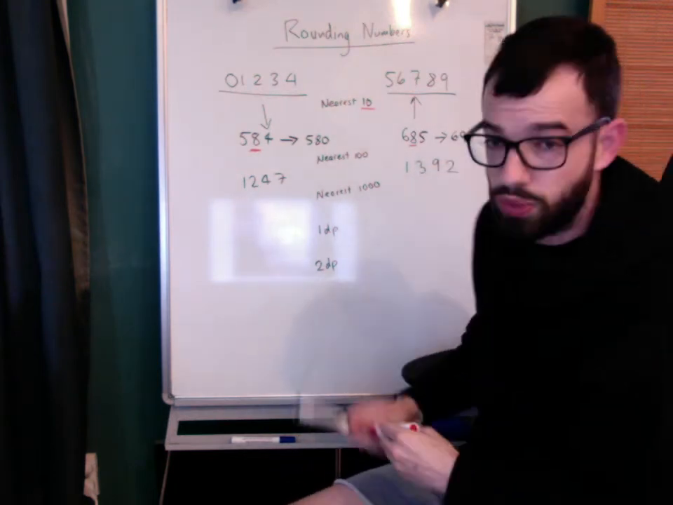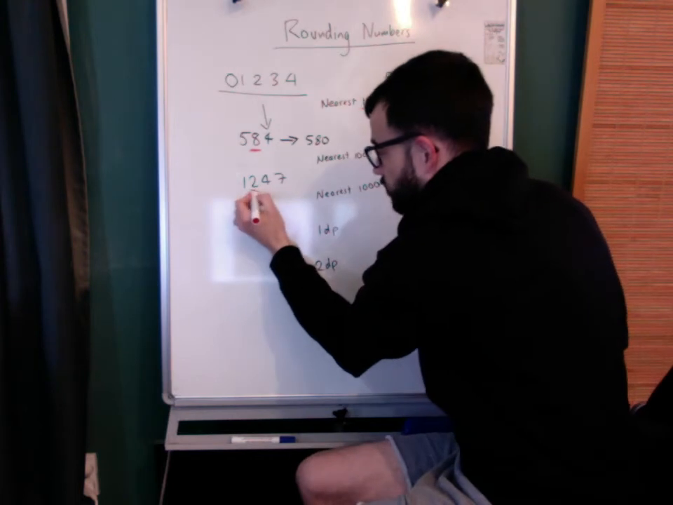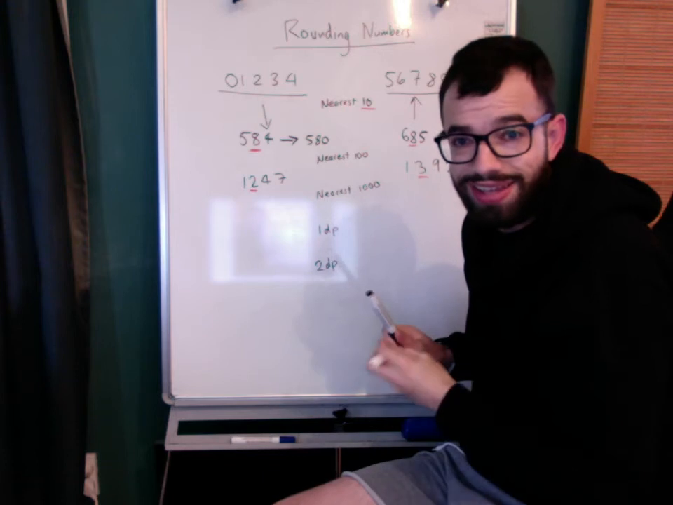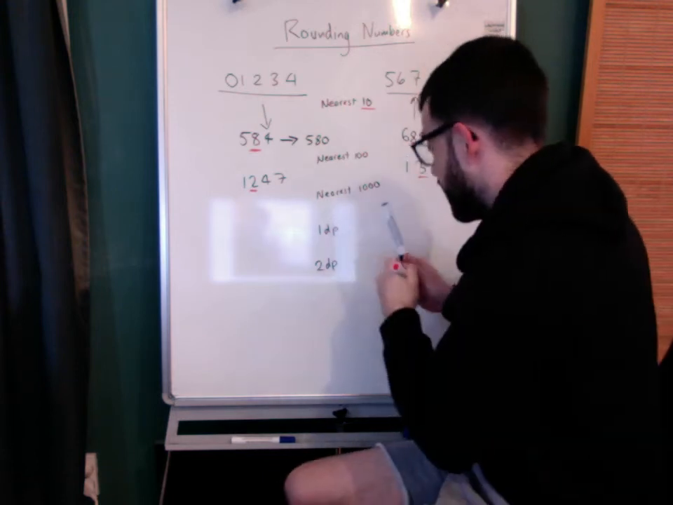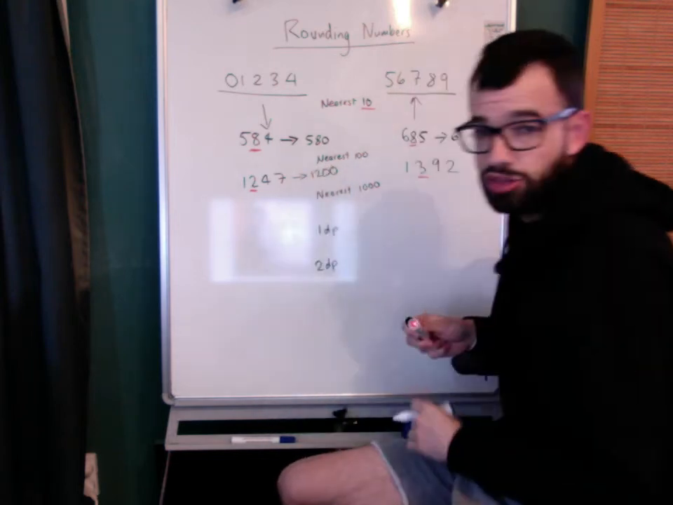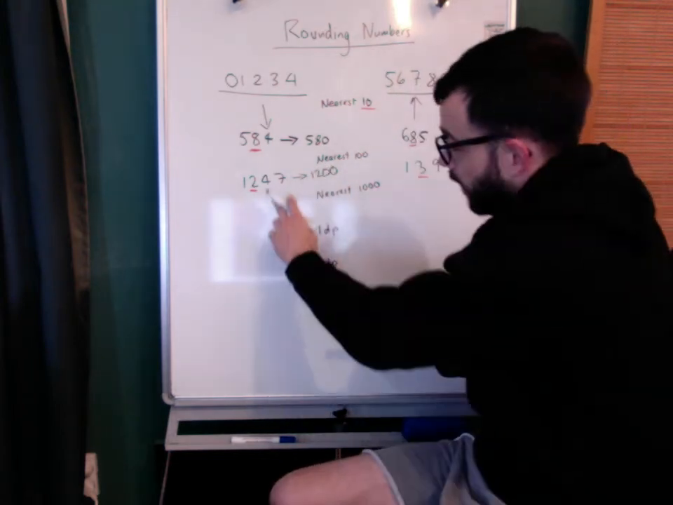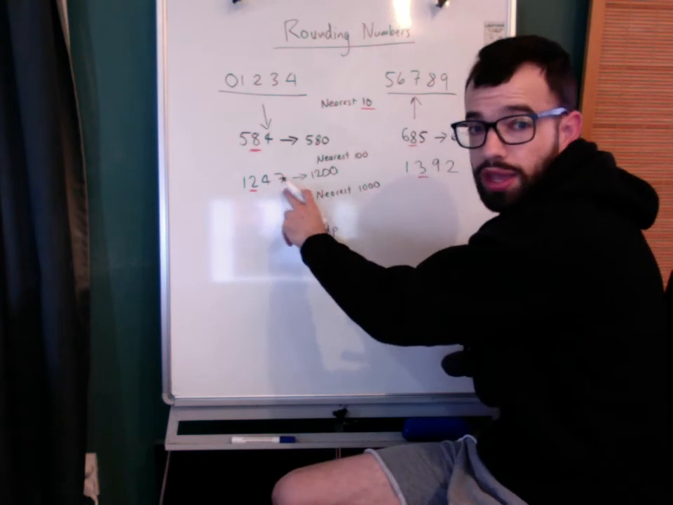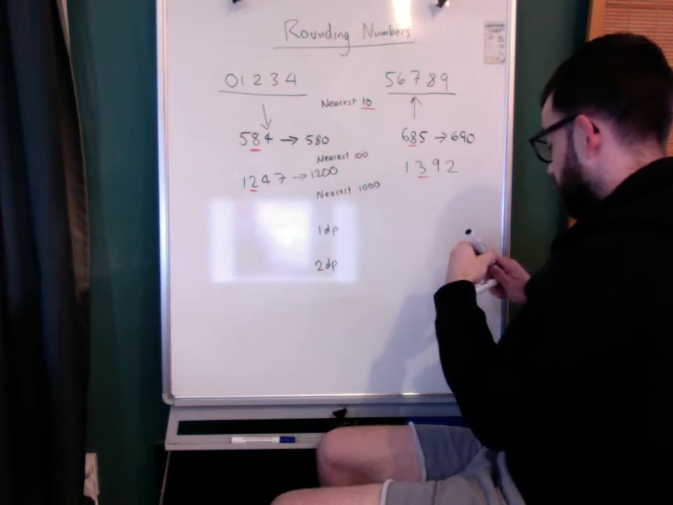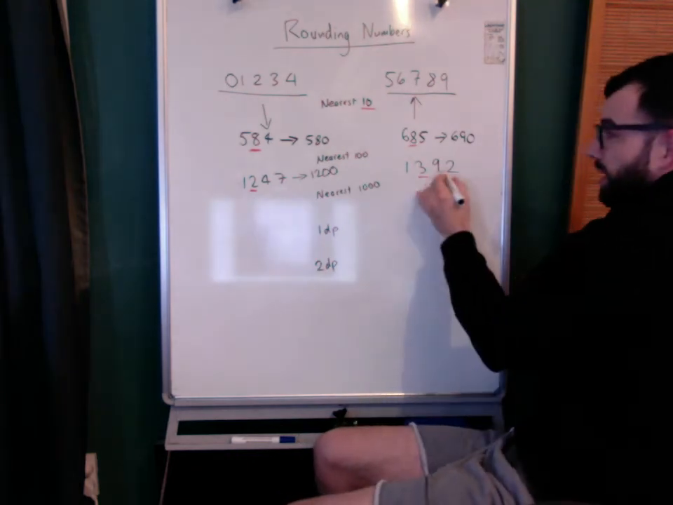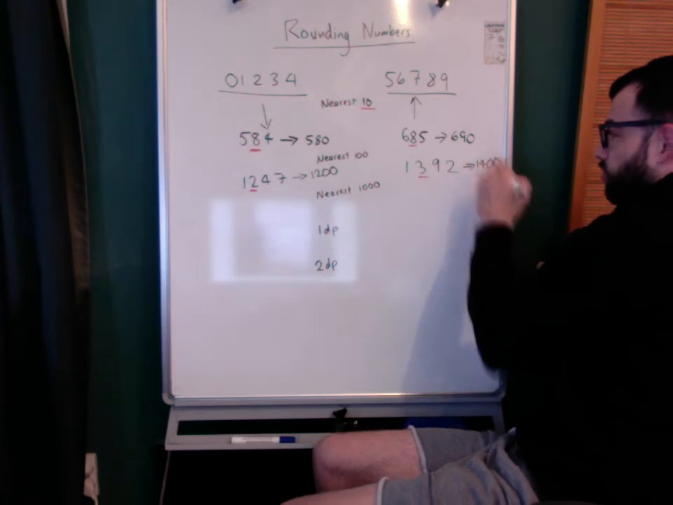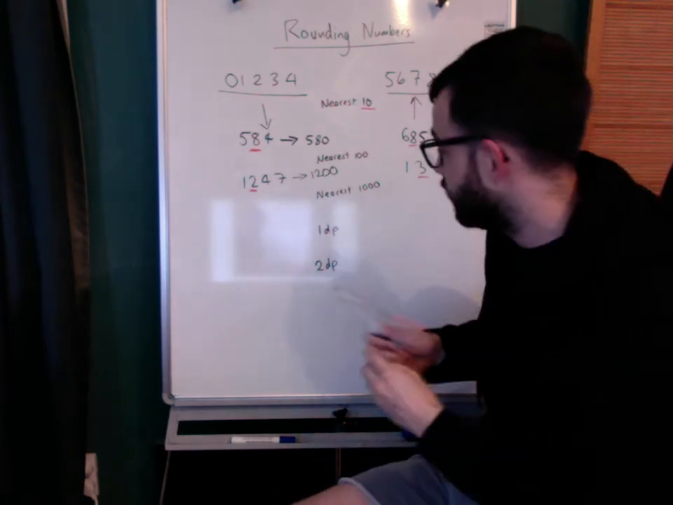If we look at the first one, doing hundreds, we highlight the hundreds, look at the number to the right. The number to the right is a down number, so the answer for that one is just going to be 1,200. It gets rounded down to that number. Now bear in mind, even though the 7 wasn't involved, it does become a 0. We just go down to the nearest 100. Look at the other one over here. 9 is an up number, so that becomes 1,400, because that is the nearest 100.